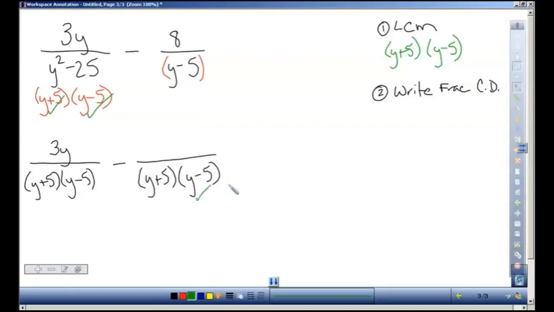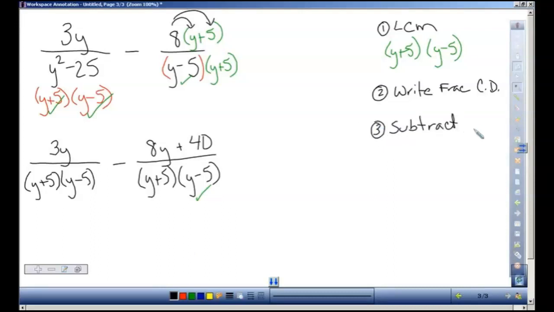On this one, I had the y minus 5. I did not have the y plus 5. The y plus 5 was missing, which means that I need to put a y plus 5 in the bottom. But if I put a y plus 5 in the bottom, I also have to put a y plus 5 in the top. So now if I multiply these, which means I do have to distribute, that's going to give me 8y plus 40. All right, so we figured out what we had, what was missing. The y plus 5 was missing, so that's what went up in the top.